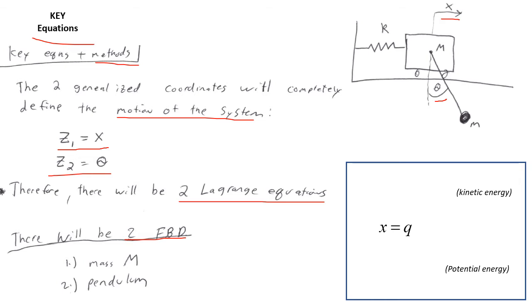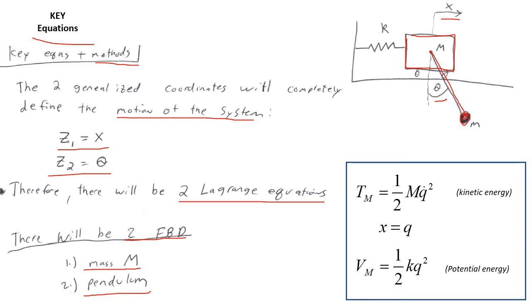The two free body diagrams: one is going to be for the mass M and one is going to be for the pendulum. So we're going to do a free body diagram for our mass M, and a free body diagram for our pendulum as the second. We're also going to have a kinetic energy equation and a potential energy equation, and for these, we're going to say that our x is equal to q. So the kinetic energy of our mass, capital M, is equal to 1/2 M q dot squared. And our potential energy, V sub M, is equal to 1/2 k q squared.